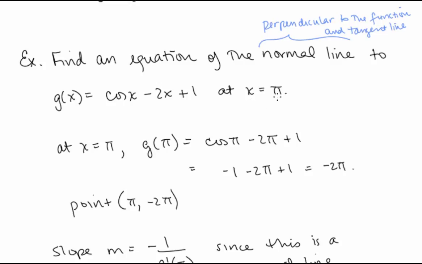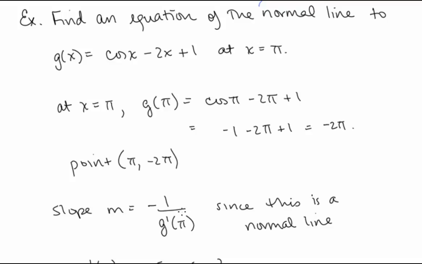We know that x is equal to pi, and g of x is cosine x minus 2x plus 1. So g of pi, the y value here, is going to be cosine pi minus 2 pi plus 1. Cosine pi is negative 1. So this is negative 1 minus 2 pi plus 1. This is negative 2 pi. And so our point is pi comma negative 2 pi. And our slope, we said, is going to be negative 1 over g prime of pi, because we want to take the negative reciprocal of the tangent line slope.